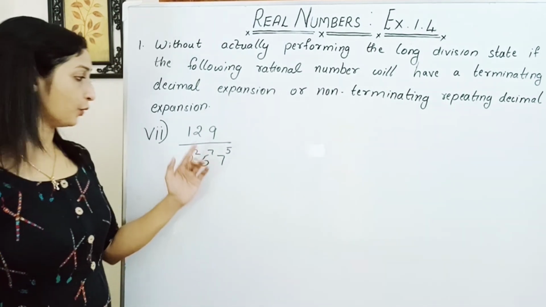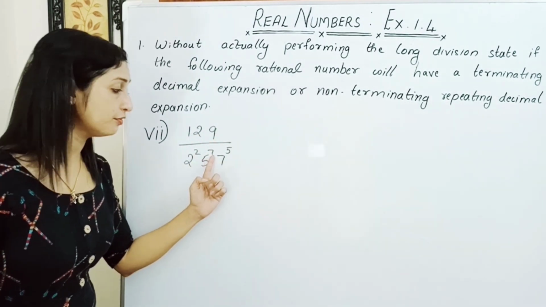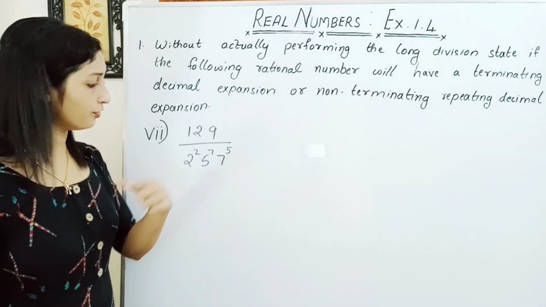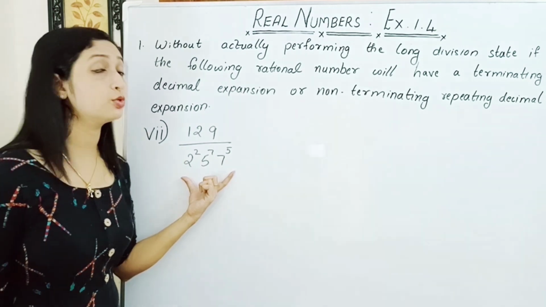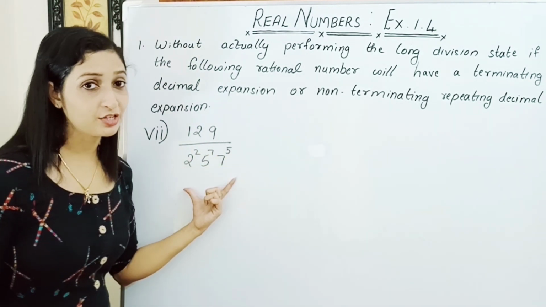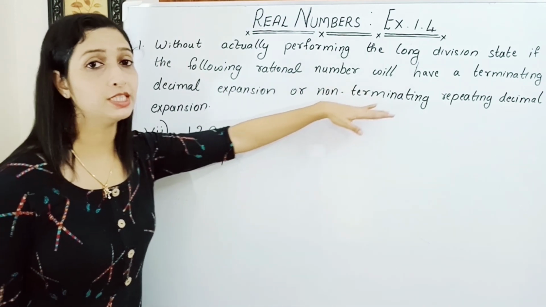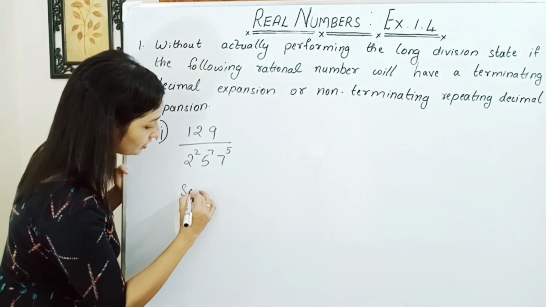Now this is our seventh question, which is 129 by 2 square into 5 raised to 7 into 7 raised to 5. Clearly the denominator is not of the form 2 raised to n into 5 raised to m. So what is our answer? The given rational number has a non-terminating repeating decimal expansion. So how do you write?